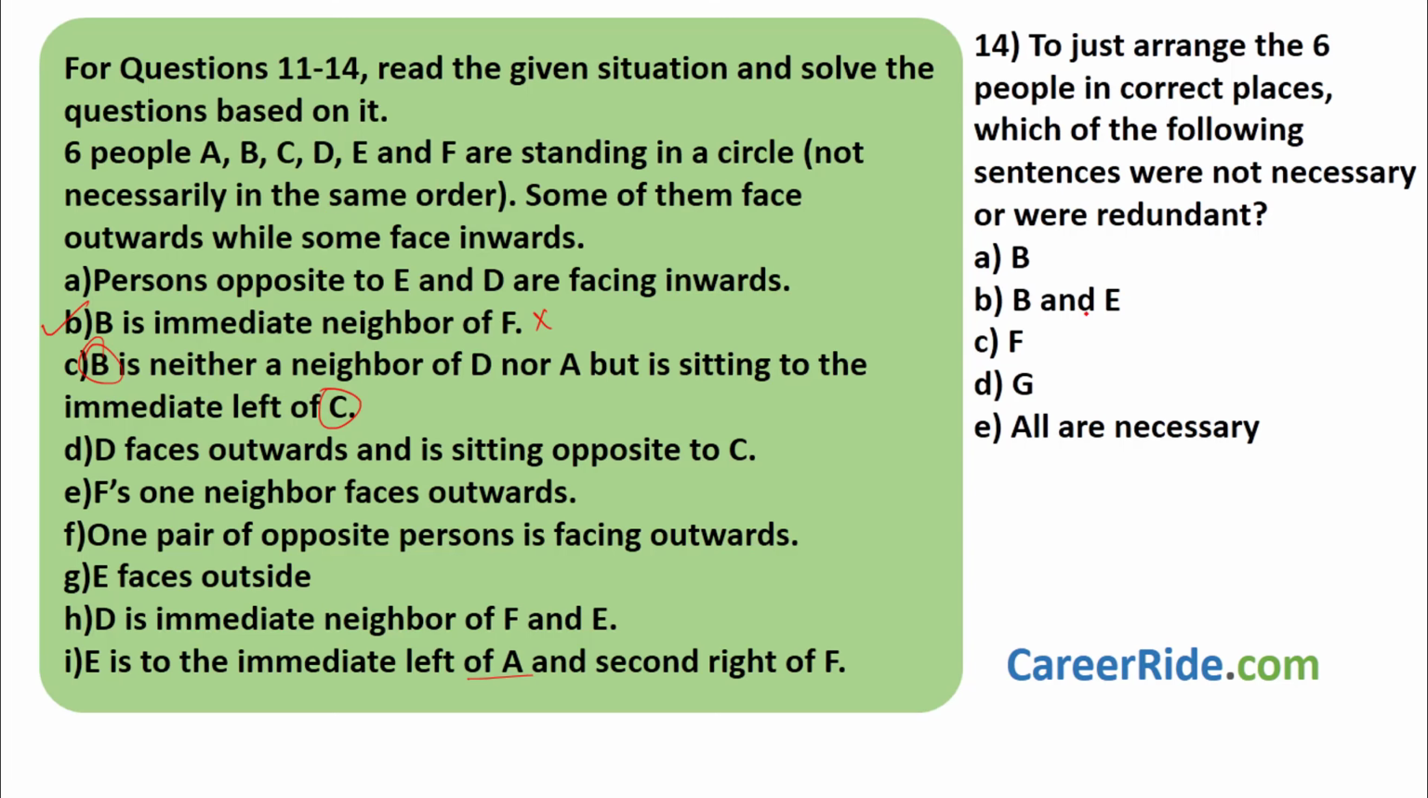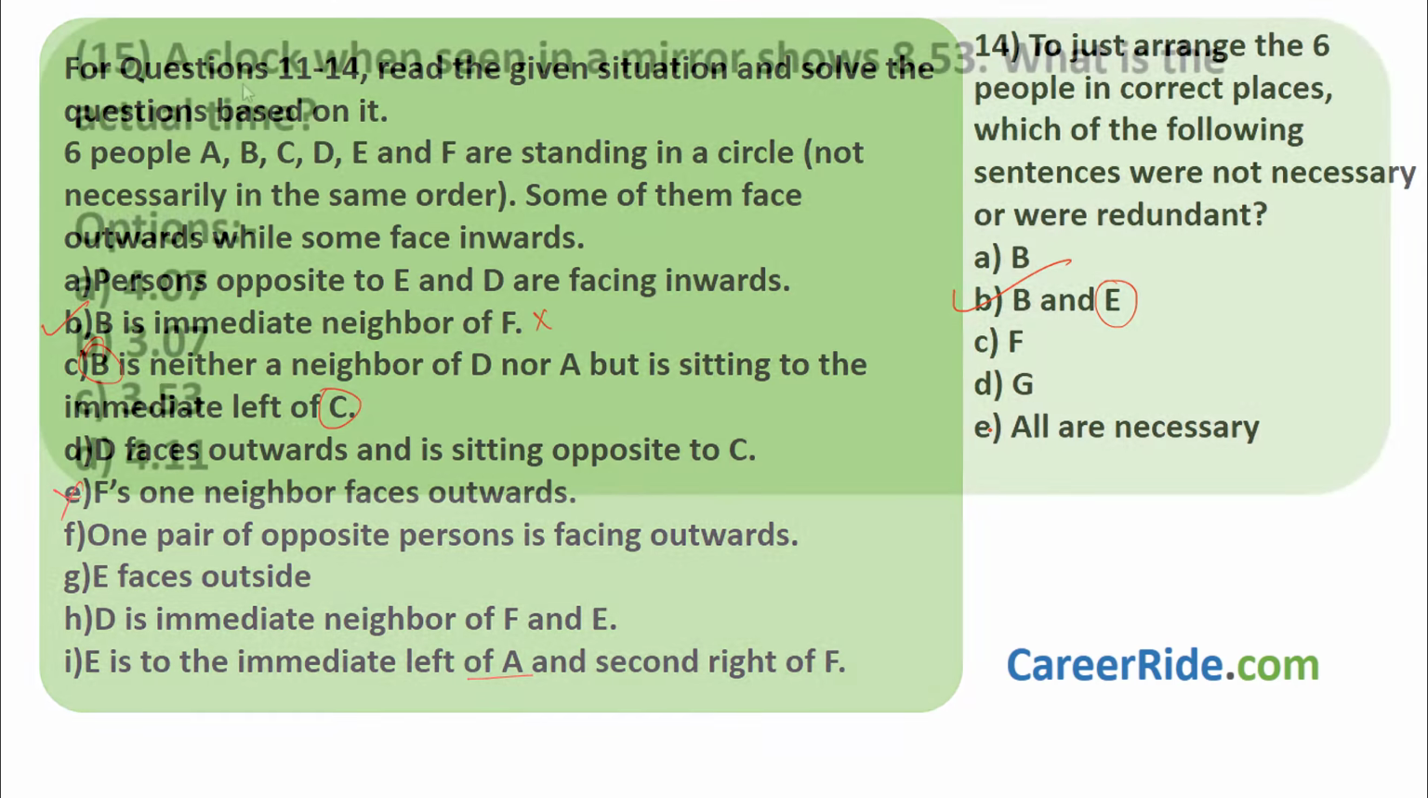Then second is B and E. Let's see whether E is necessary or not. F's one neighbor faces outwards. This we did not use at all. So this is the answer. Let's check F. F is one pair of opposite persons is facing outwards. This we used at the last. Okay, so this was necessary. G. E faces outside. This was also necessary. So this cannot be the answer. So B and E. This is the answer.